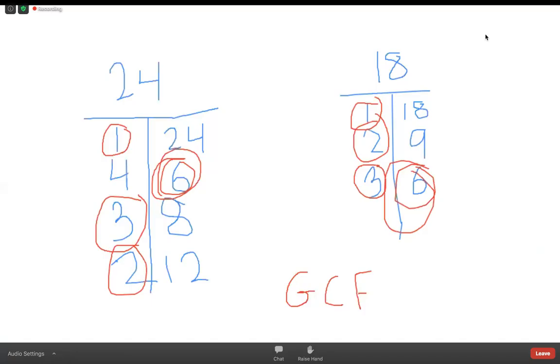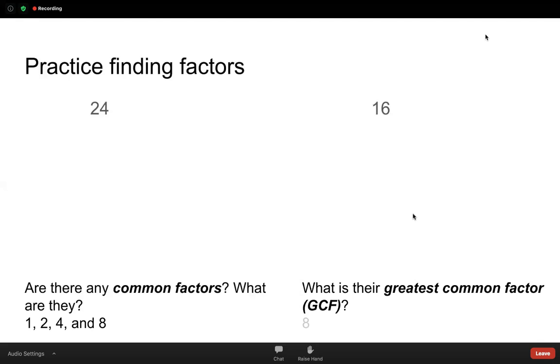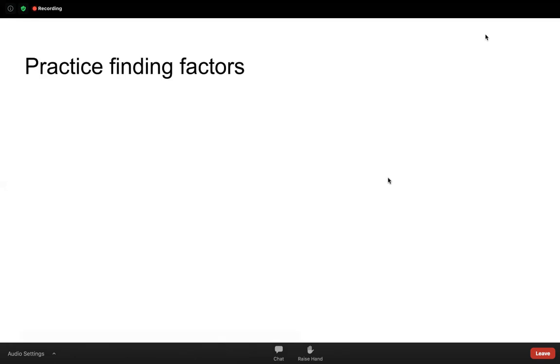Okay, so let's go back to our PowerPoint. Hold on. Okay, so yeah, we use some different numbers, but that's the idea. So if we're looking at 24 and 16, you would do the same exact process.